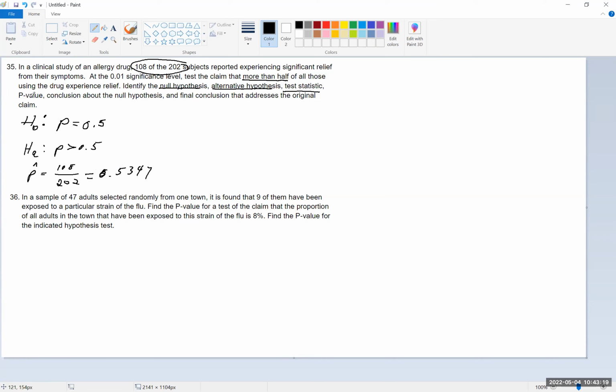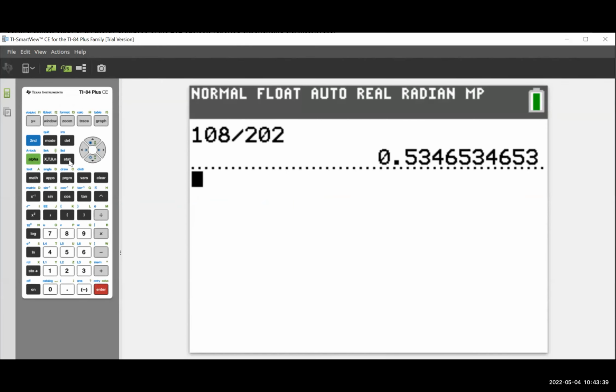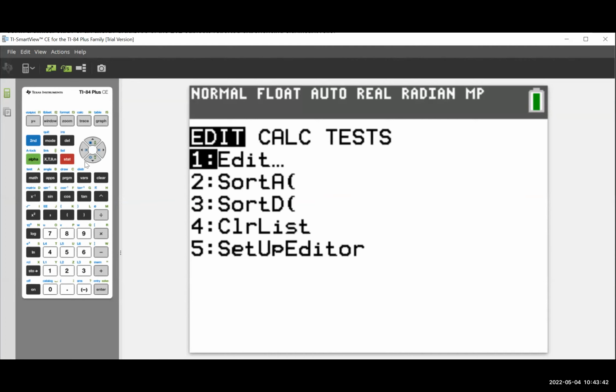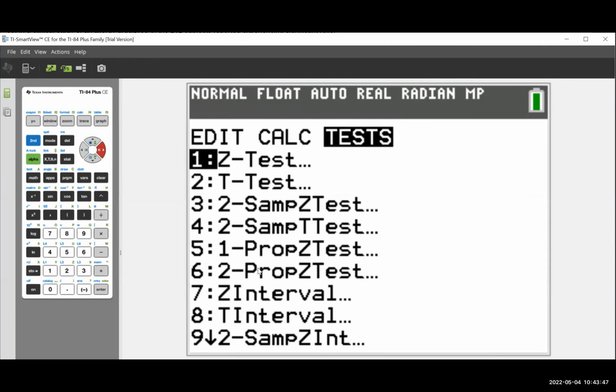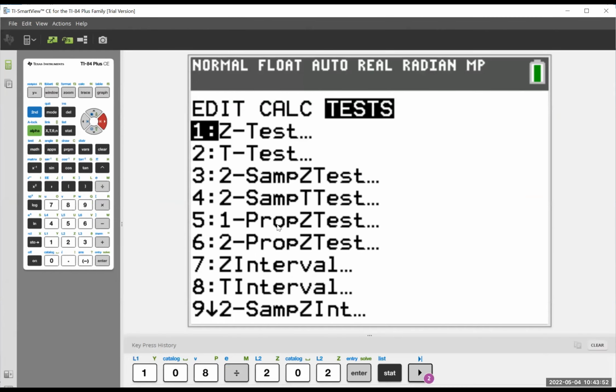Okay, so now we have to figure out the p-value and then the conclusion. We'll do these other pieces one at a time. All right, so we're going to go into the calculator now. So let me share the calculator with you. What we're going to do is go to STAT, and then go to the TESTS. Specifically, we're going to go to the one proportion z-test. That's number 5.